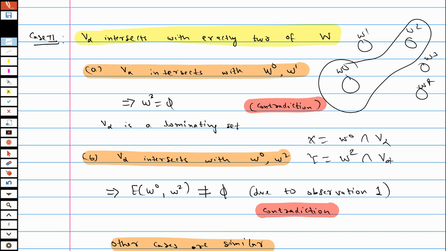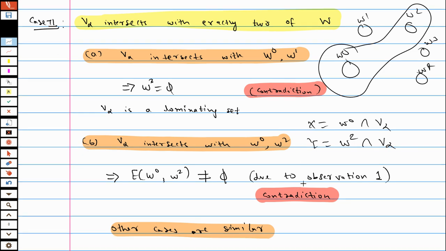So let's define these two sets: all the vertices that are in W0 of V alpha, and all the vertices that are in W2 of V alpha. We can say that X and Y form a partition of V alpha. Since it is a partition, and V alpha originally was a C5 cycle, there will be an edge between W0 and W2 by observation 1.